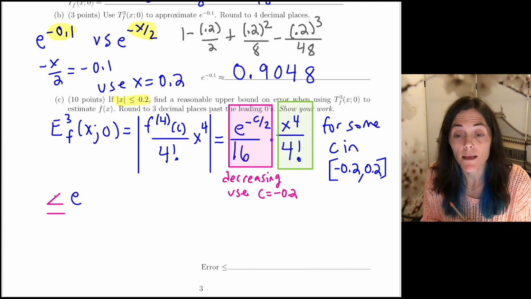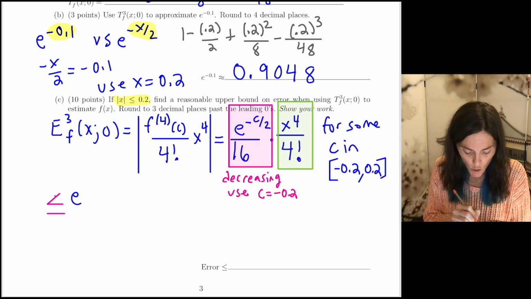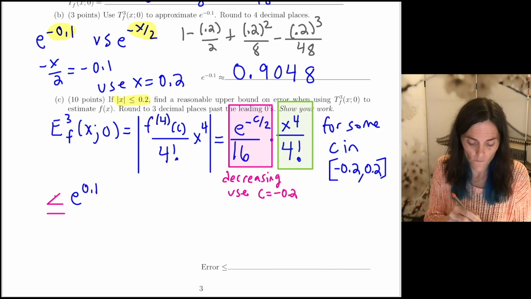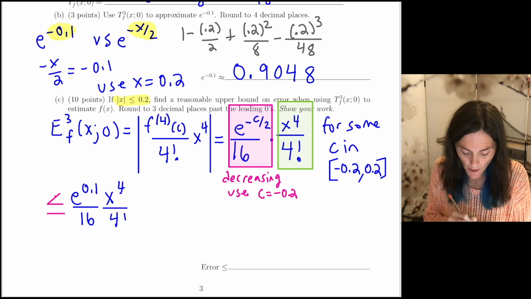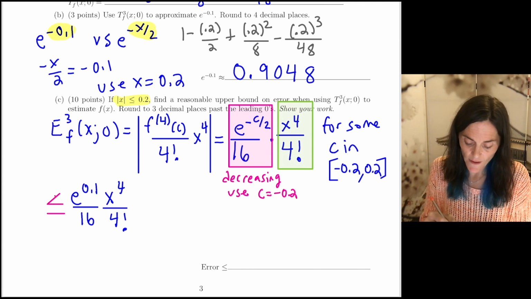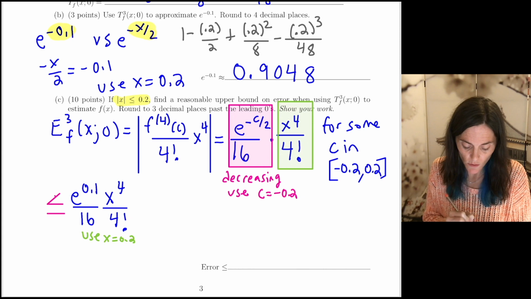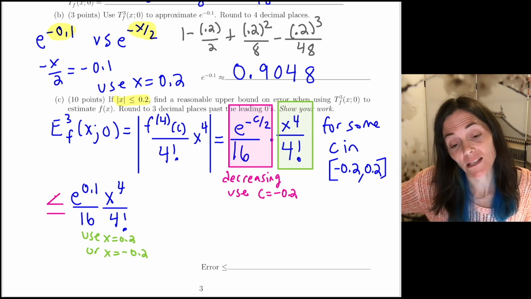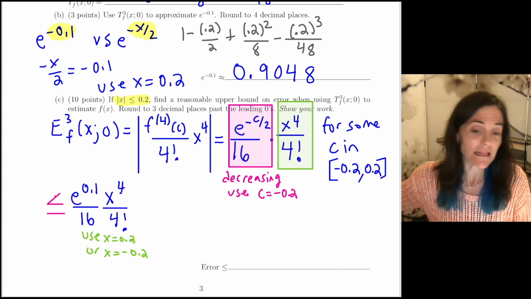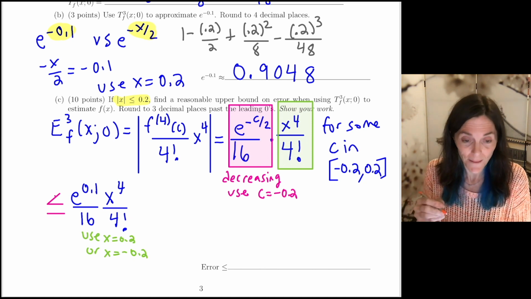When we do this, evaluating at c as minus 0.2, we get e to the 0.1 over 16. And then we still have this. Now for the second part, you can use either value of x. We could use x is 0.2 or the other one, because what we want to do is just move as far away from the center as possible. And that occurs really at either 0.2 or minus 0.2.